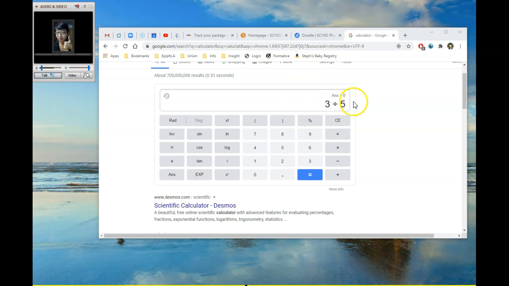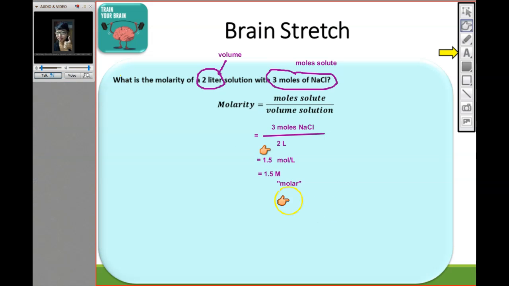So 3 divided by 5, or sorry, 3 divided by 2. Oh my gosh, 3 divided by 2, press enter, and the answer is 1.5. There's no rounding involved. 3 divided by 2 is just 1.5. All right, looking good, everybody. So that is our answer here, 1.5 moles per liter or 1.5 molar.